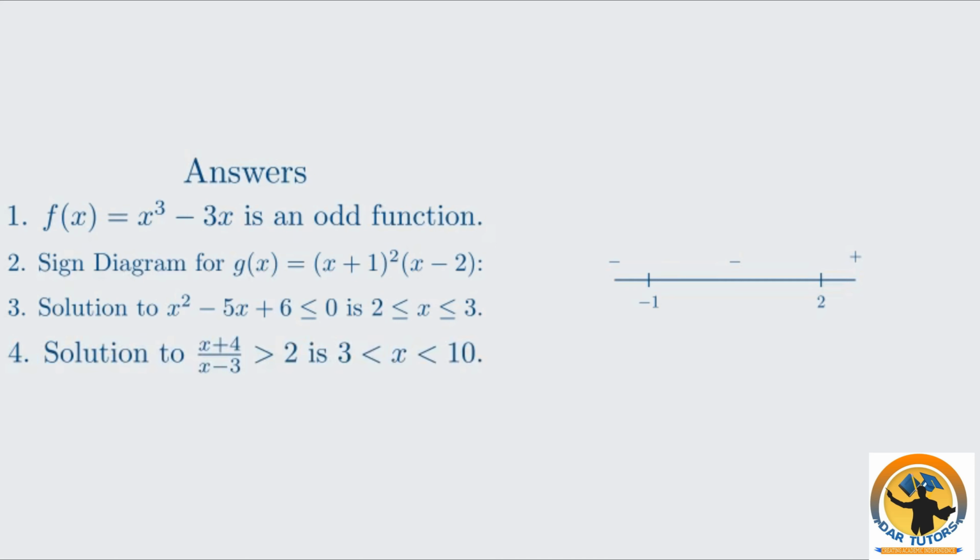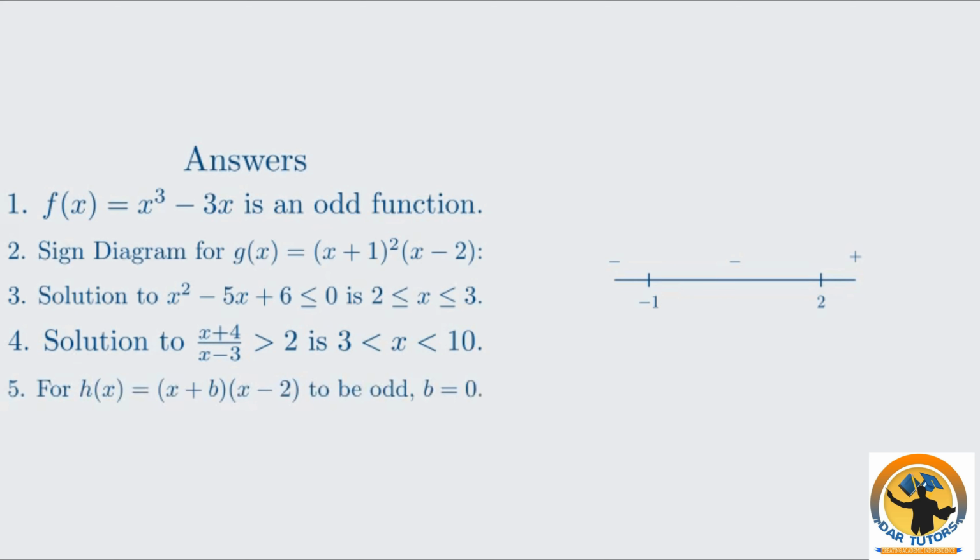For question 4, rearranging gives negative x plus 10 over x minus 3 is greater than 0. The zeros are x equals 10 and x equals 3. The sign diagram is minus, plus, minus. We want the positive interval, so the solution is x is greater than 3 and less than 10.